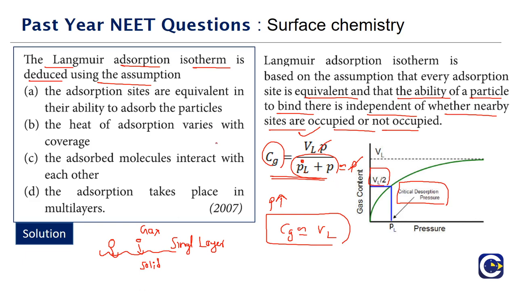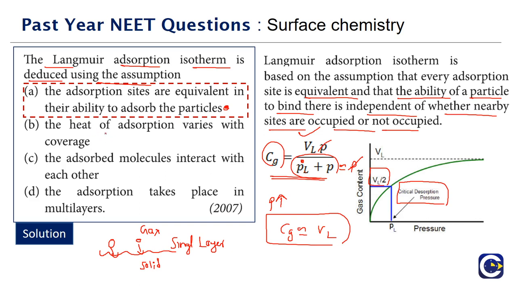And if you look at the options given to us, we need to pick which of these is the basis of the Langmuir adsorption isotherm. Option A is saying that the adsorption sites are equivalent in their ability to adsorb the particles. Now, this is one of the very fundamental assumptions of the adsorption isotherm proposed by Langmuir. So each and every site is equivalent in terms of their ability to adsorb the particles. We can go through the other options as well.